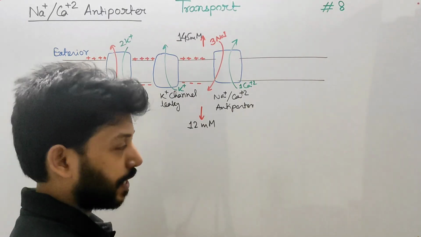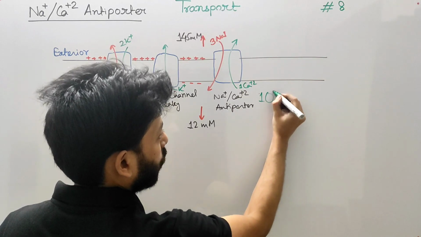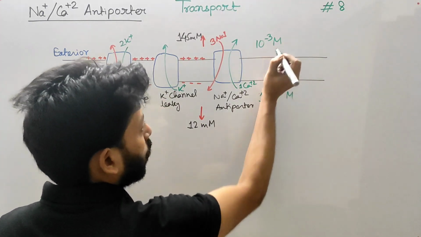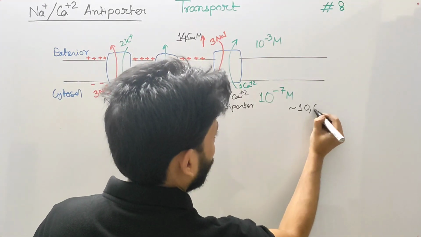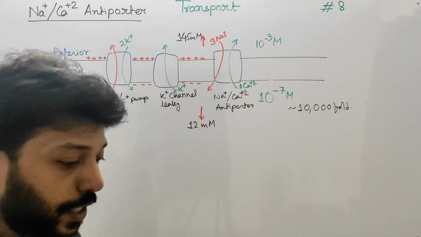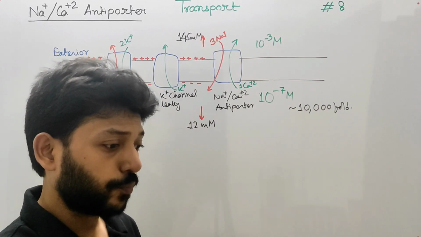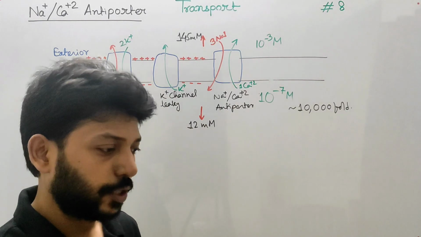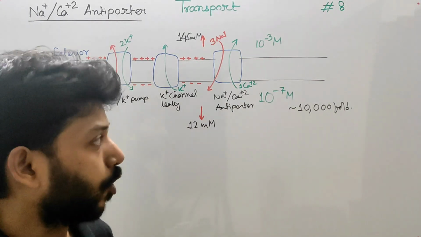from lower to higher concentration. As you can see here, in the case of calcium, the inside concentration is 10 to the power minus 7 molar and outside is 10 to the power minus 3 molar. So the net difference here is approximately 10,000 fold. Remember this. There is a huge difference because calcium is very important for our cells. It acts as a second messenger and also helps in many physiological functions like neurotransmitter secretion, muscle contraction, and cell signaling also.